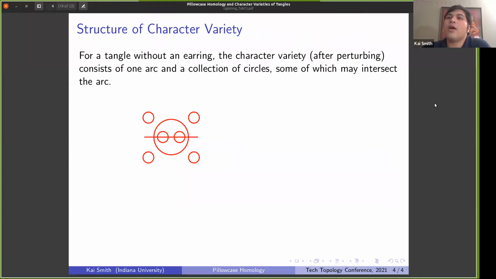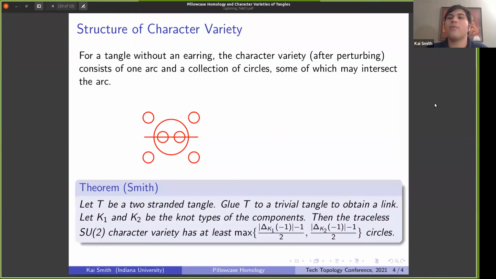So the structure of the character variety of a tangle without an earring is an arc and a collection of circles. And you might need to perturb to get this, but that's going to be the general picture. And some of these circles might intersect the arc, as you can see in this picture. And so one of the most basic questions you could ask about the structure of a character variety of a tangle is how many of these circles are there?